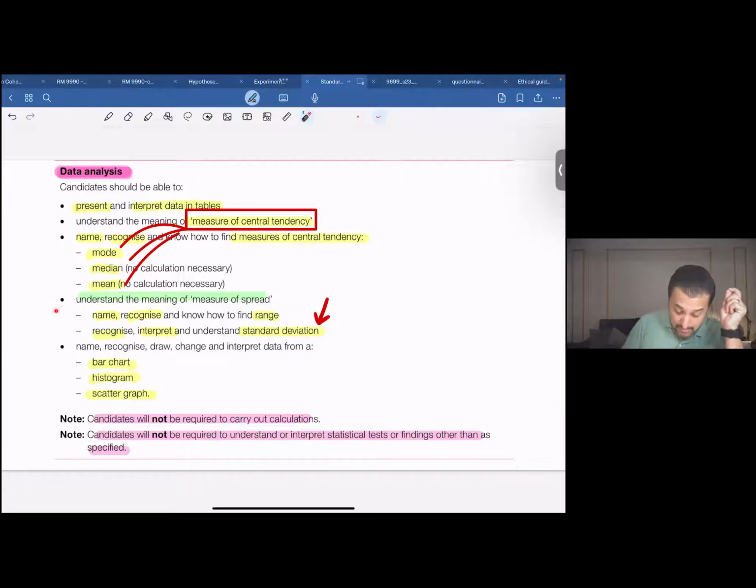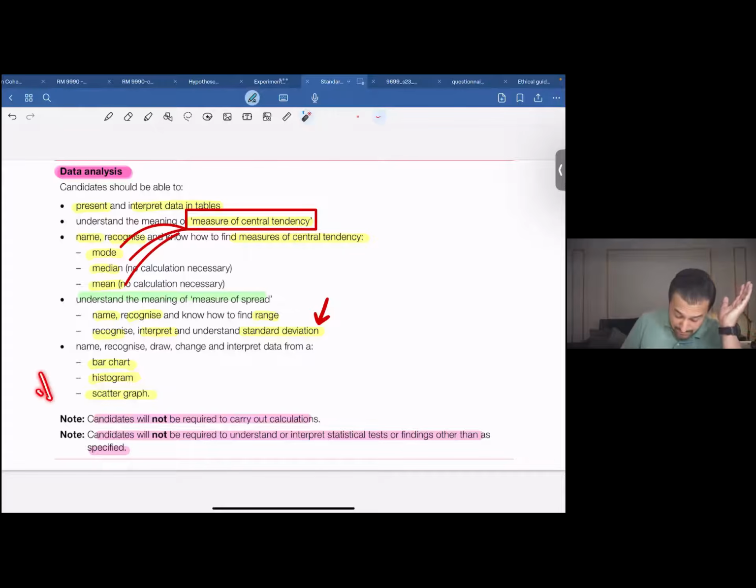Number four, you should be able to understand the meaning of measures of spread. Now, on one end, we have measures of central tendency, that is mean, median, and mode. And on the other hand, we have measures of spread, that is range and standard deviation. You should be able to name, recognize, and know how to find the range. You should be able to recognize, interpret, and understand standard deviation. You should additionally be able to name, recognize, draw, change, and interpret data from bar charts, histogram, and scattergraph, which again you've studied during your O levels.